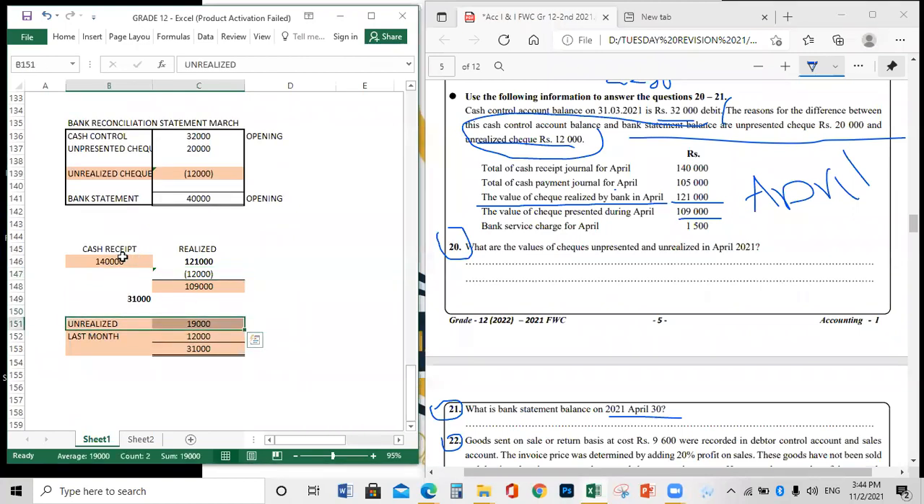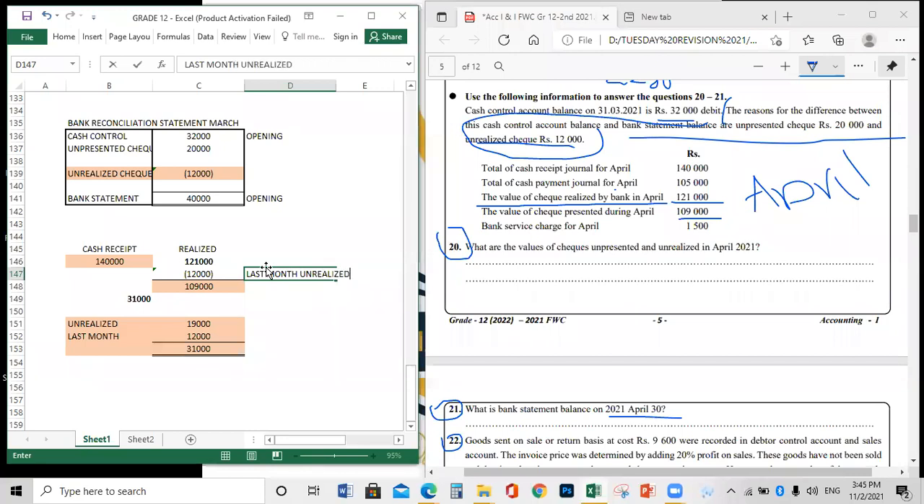How did 19,000 come? It is the difference between these two. Guys, there are two ways to do this. The first way is to find the difference between these two and add the last month unrealized check. Or, from this 121,000 realized check, you deduct the last month unrealized check. Then you will get this month's realized.